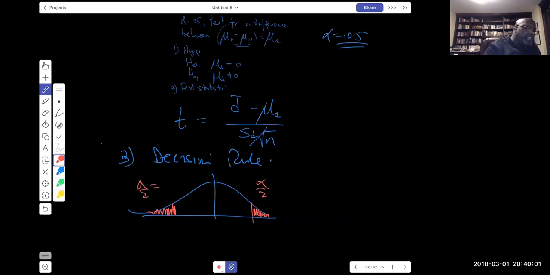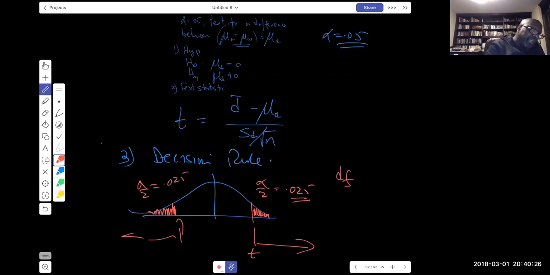Because alpha is 0.05, half of 0.05 would be 0.025. Half of the 0.05 in each tail, correct? So to find our critical value, that t value is the t value for 0.025, but we need the degrees of freedom. df is n minus 1, in this case 12 minus 1, which is 11. So our critical value is t 0.025, 11 degrees of freedom.